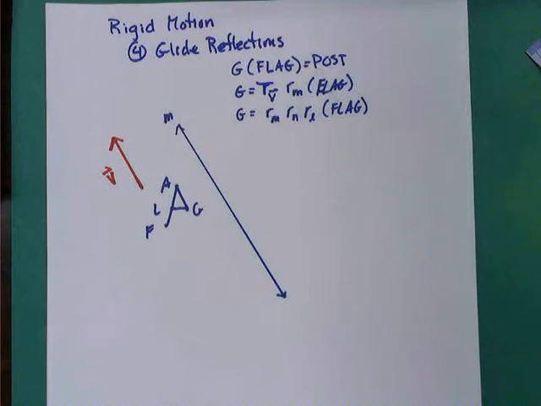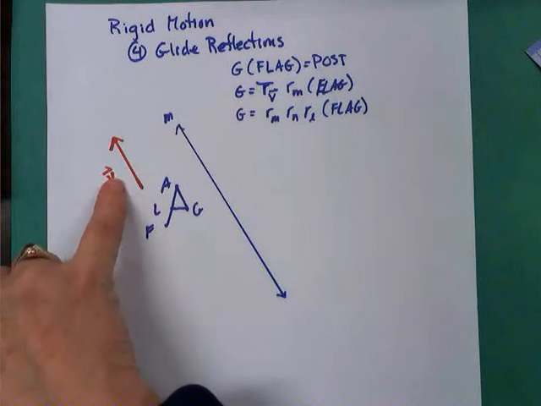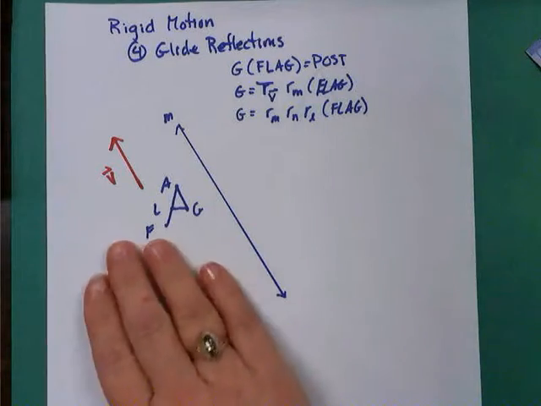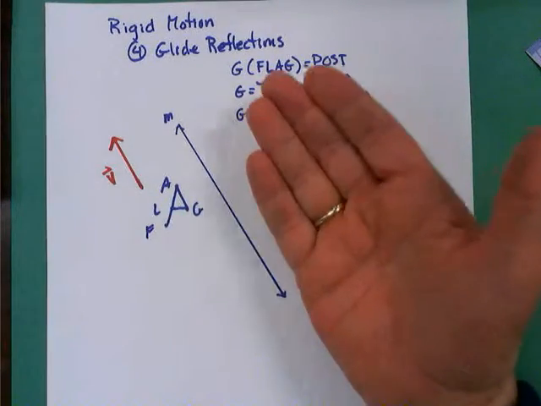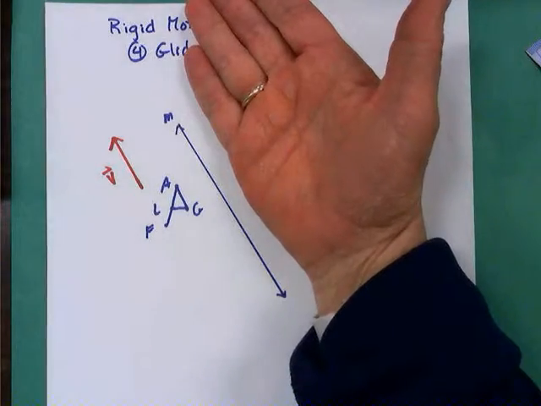Okay, this video is going to be on our fourth rigid motion, which is a glide reflection. A glide reflection comes from three composites of reflections. Two of them will be a transformation, that is a translation or a slide by this vector, and the third one will be a reflection. Or I can do the reflection first and then do the slide by the vector.